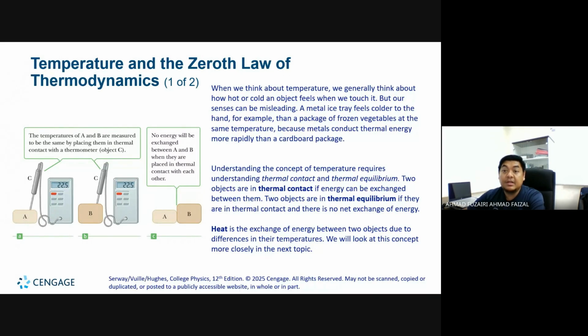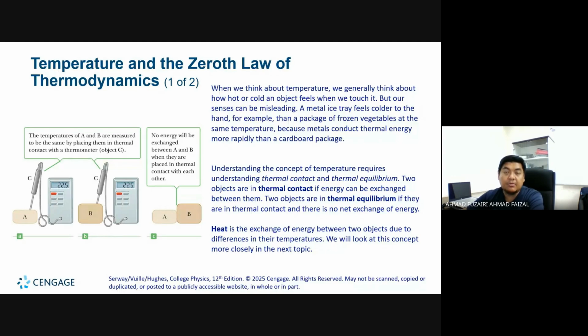What is the zeroth law of thermodynamics? When we think about temperature, we generally think about how hot or cold an object feels when we touch it. So that is the degree of measure of hotness. But our senses can be misleading. A metal ice tray feels colder to the hand, for example, than a package of frozen vegetables at the same temperature, because the metal conducts thermal energy more rapidly than the cardboard package.